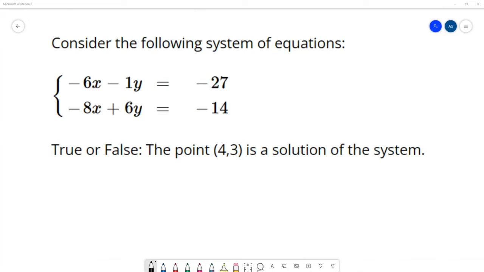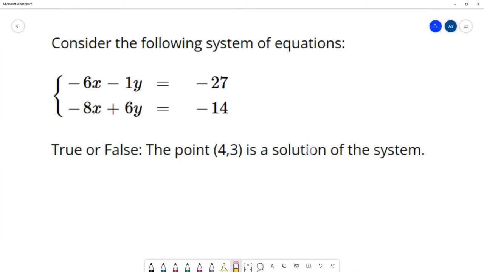In this video, we're going to go over the next 5 questions on the practice test. For this question, we want to consider the following system of equations. Negative 6x minus 1y equals negative 27, and negative 8x plus 6y equals negative 14. The question is true or false. The point (4, 3) is a solution to the system.